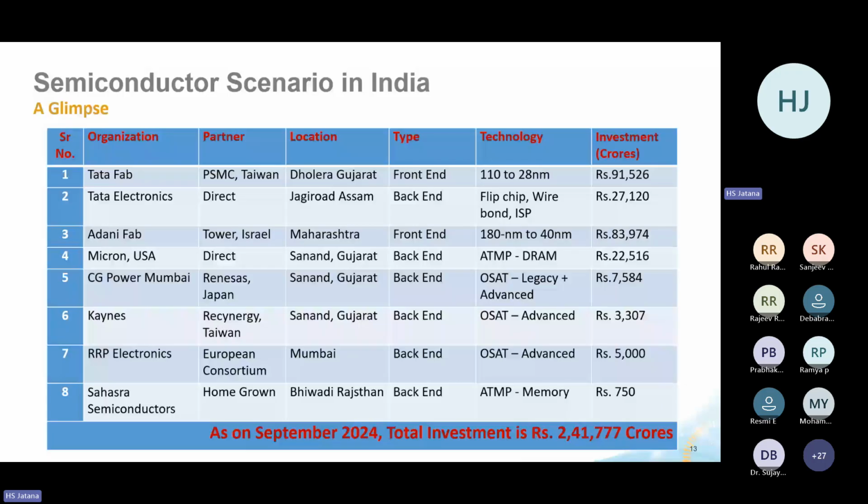They have not told with which technology they will start. Probably it will be 130 or 110, but those things they have not so far told clearly. Their fab will be in Dholera, and the testing and packaging facility will be in Jagiroad, Assam. Micron is only an ATMP, testing and packaging. All other units are only ATMPs, and some are OSATs also. So these are the units which have been cleared.